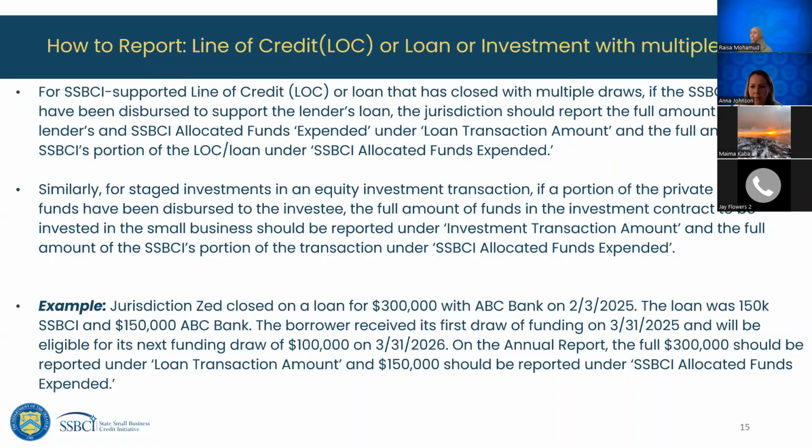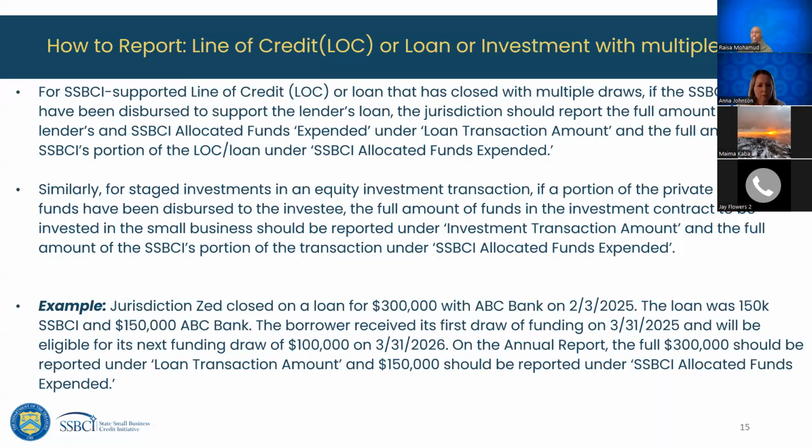Similarly, for staged investments in an equity investment transaction, if a portion of the private and SSBCI funds have been dispersed to the investee, then the full amount of funds in the investment contract to be invested in the small business should be reported under investment transaction amount, and the full amount of the SSBCI portion of the transaction under SSBCI allocated funds expended.